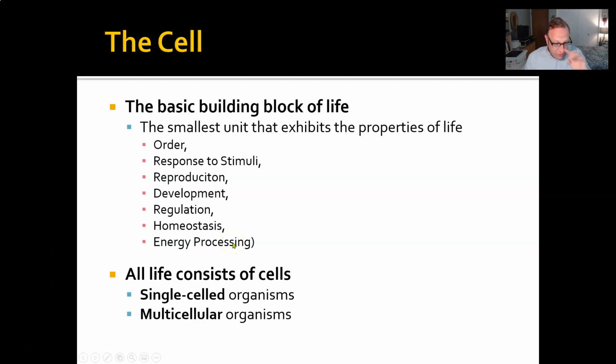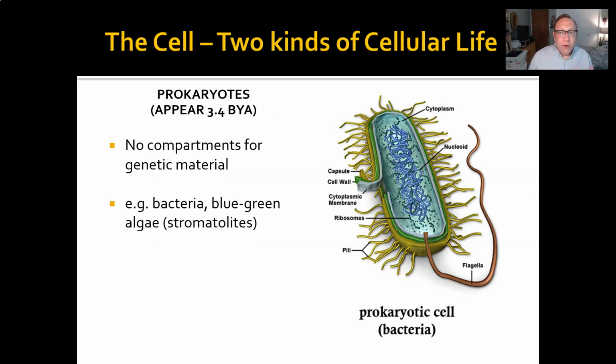So the take-home is all life exists as cells, whether it's single-celled life forms or multicellular life forms. Now, the origins of cellular life go back at least 3.4 billion years ago. That's a long time because the Earth is only 4.5 billion years old. So it took about 1 billion years for the Earth itself to cool off enough that you could have liquid water that wouldn't boil away. And that is when we start seeing the first signs of life.